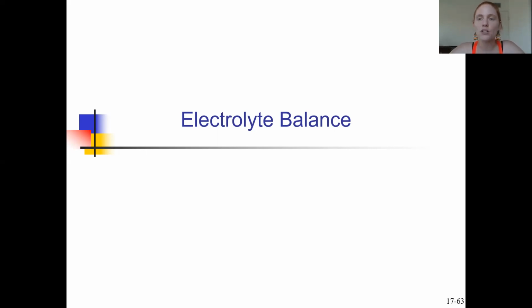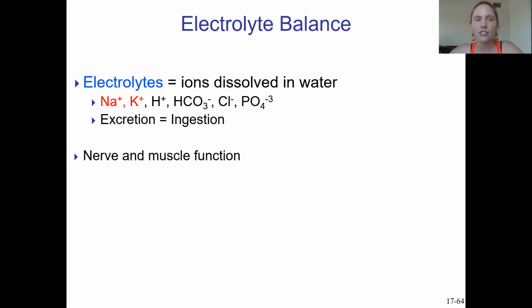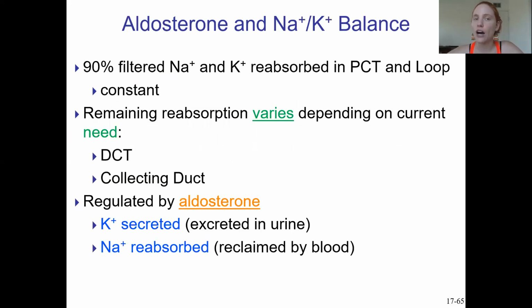Now let's talk about how we regulate how much of that salt we bring back into our bodies. That's going to be regulated using aldosterone. Do you remember aldosterone? Aldosterone is secreted from the adrenal gland, the adrenal cortex. It's a mineralocorticoid, which means that it comes from the adrenal cortex and it regulates mineral balance.